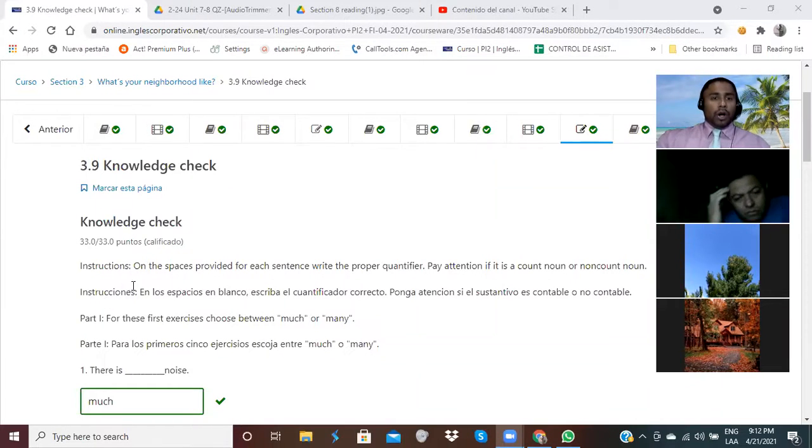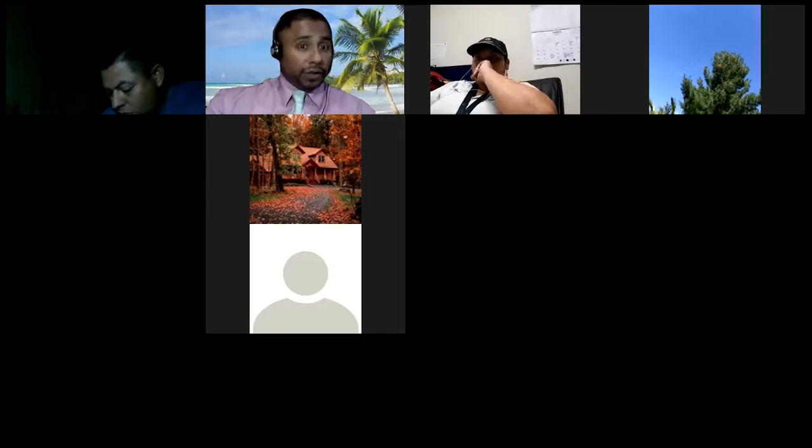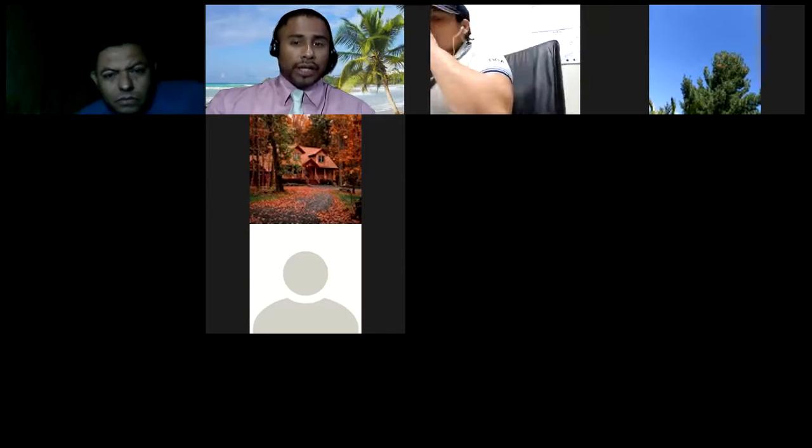Instructions. On the spaces provided for each sentence, write the proper quantifier. Pay attention if it is a countable noun or non-countable noun. Number one, there is noise. What is the answer? Much.